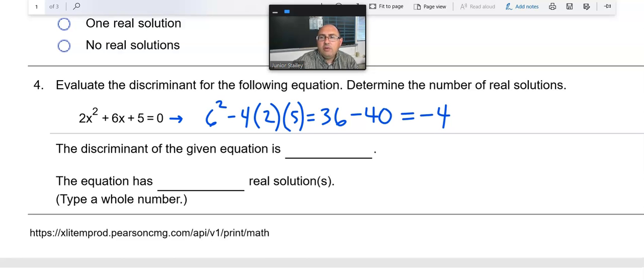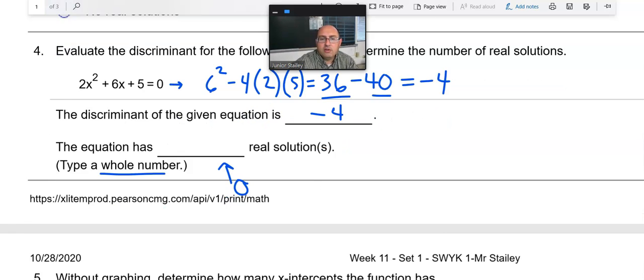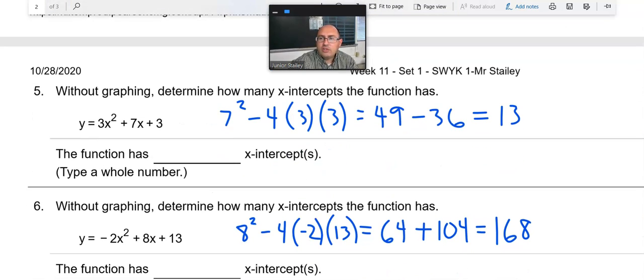Question 4, evaluate the discriminant. Okay, so we got it set equal to 0. That's nice. And so b squared minus 4 times a times c. 36 minus 40. A negative number. What does a negative number mean? A negative number for the discriminant means there are no real solutions. You notice that it says type a whole number. I'm going to guess that they meant for me to put a 0 right there. I should have put 0 real solutions, not no real solutions. Because if you put no real solutions, it's going to say, what? Anyway, so put the 0 in there. You'll be good. You'll be golden. Question 5.